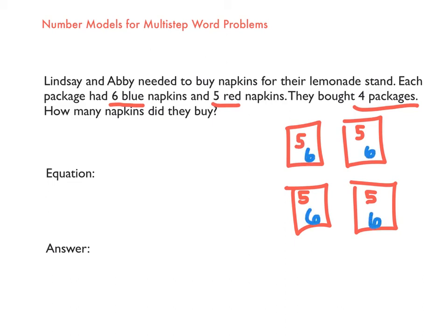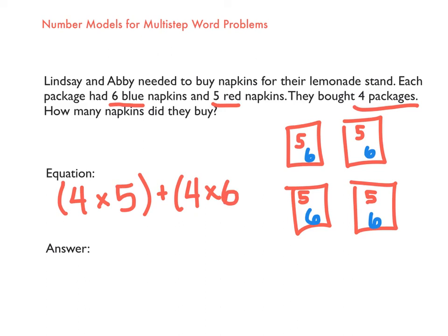Okay, so now I have to create an equation to help me solve this. So I know that to figure out how many red there are total, I would multiply the 4 packages times the 5 red ones that come in each package. Okay, now to figure out how many blue ones there are, I would do the same thing. I would multiply the 4 packages that we have times the 6 blue napkins that come in each package. And that'll give me how many napkins that we bought, and I'll put an N for napkins.